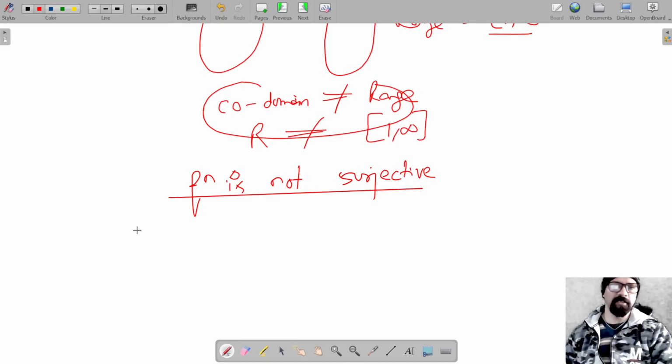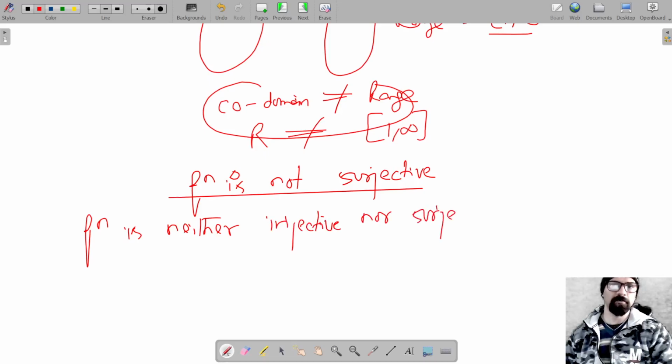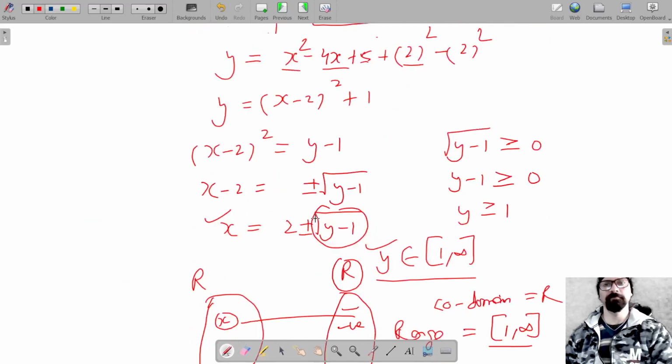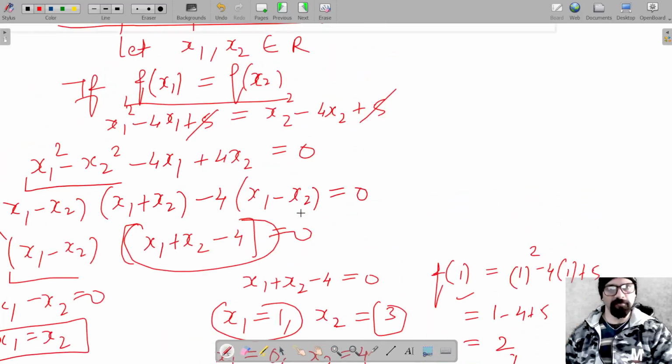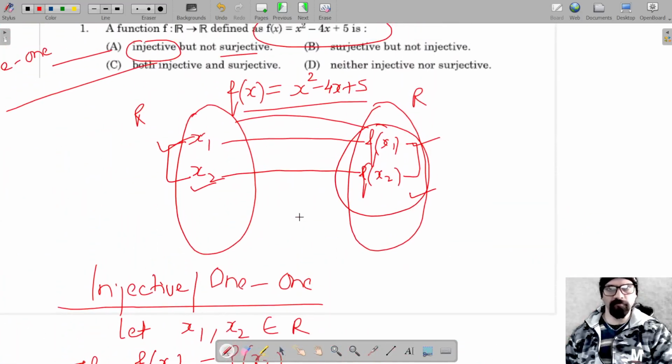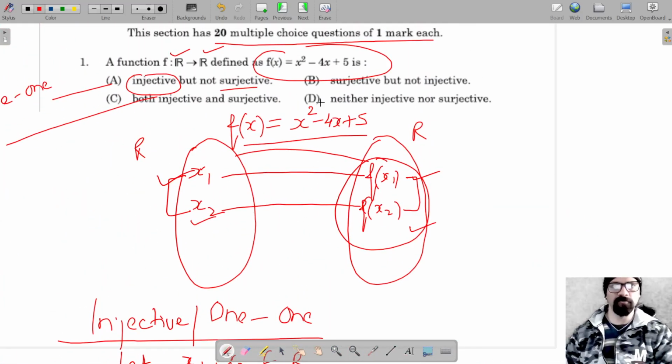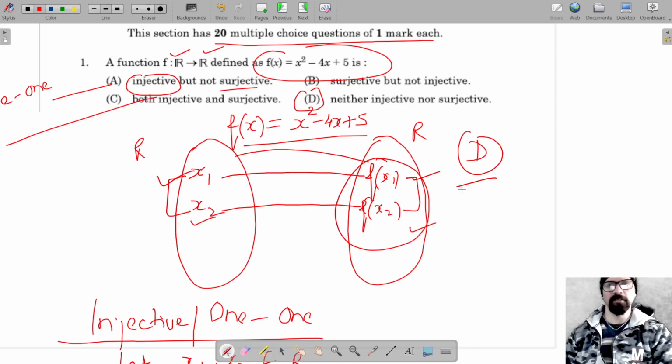So at the end, the function is neither injective nor surjective. I have explained the process of how to check for 1-1 and onto, and found it's neither injective nor surjective. So option D is the correct one for this. So option D is the correct answer.